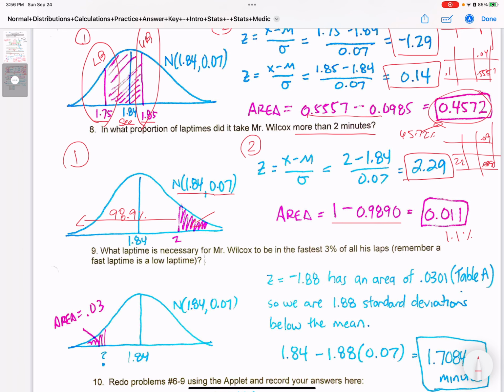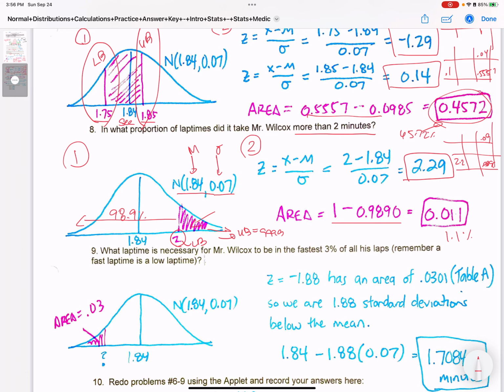If I did normal CDF, my lower bound would be the 2. My upper bound is going to be off the chart at 9999 because it keeps getting shaded to the right. My mean, of course, is 1.84, and my standard deviation is 0.07. And I would get the same answer, or something really similar, and that would be fine.